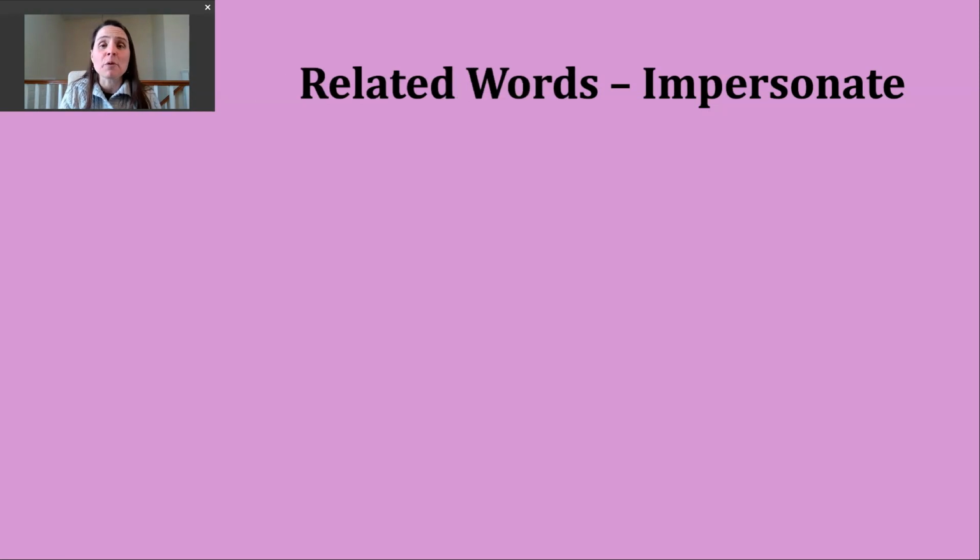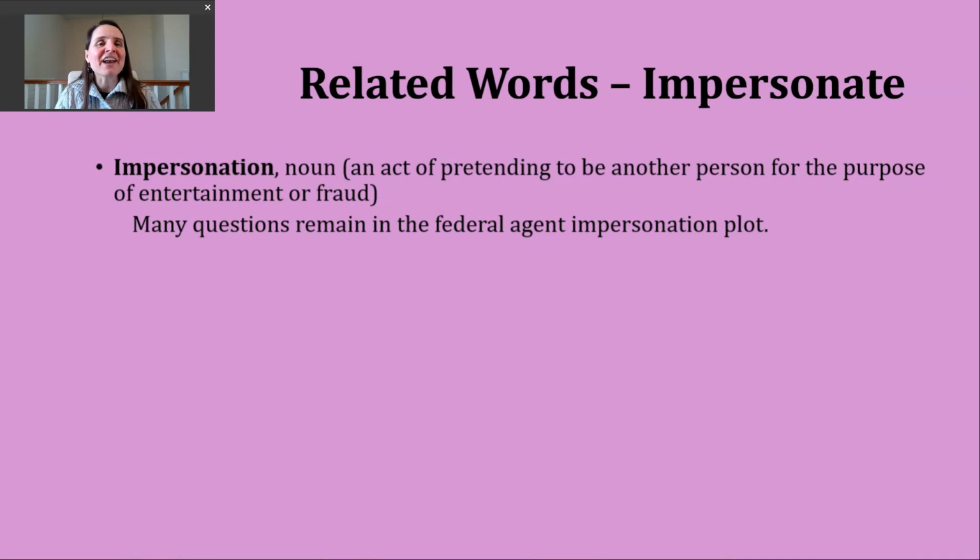Now, let's spend a couple moments looking at some words that are related to our verb impersonate. And the first word we're going to look at is the noun impersonation. Okay? So, this is simply referring to the act of pretending to be someone else. And that act could be done for the purpose of entertaining other people, or again, it could be for the purpose of tricking, deceiving, or you can see my definition here for fraud. So, intentionally trying to trick someone, usually into giving you money.